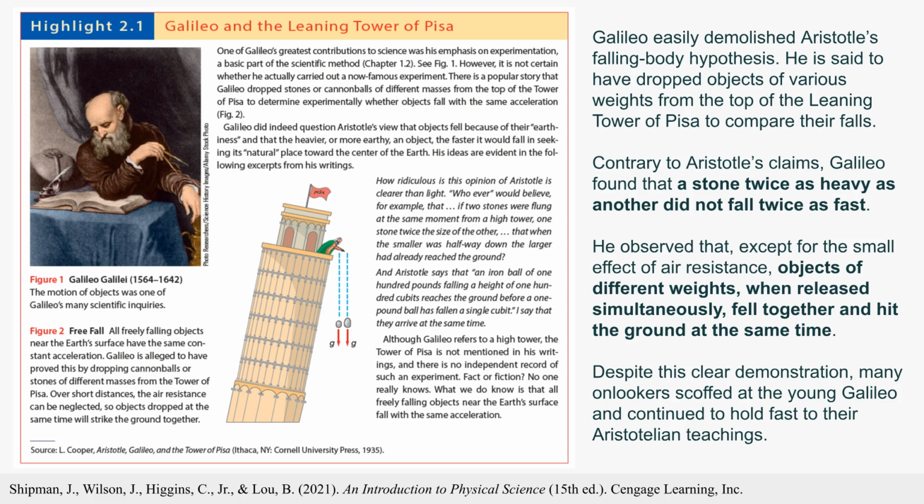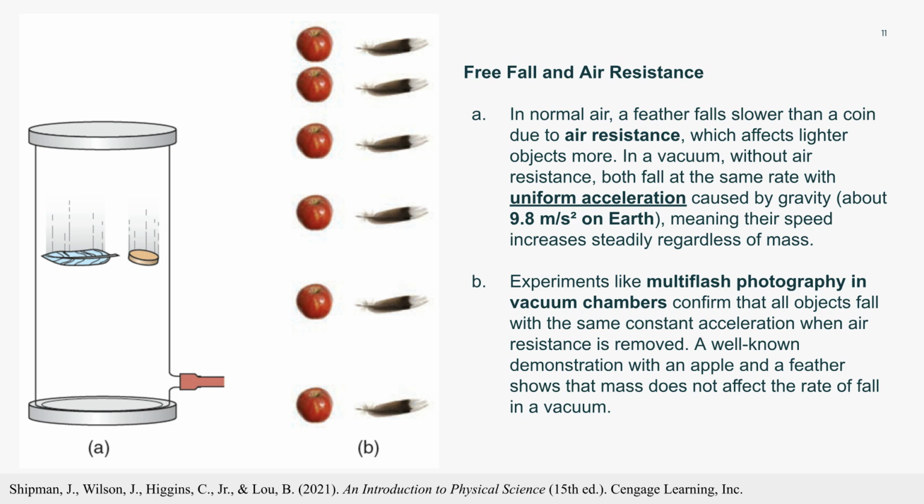For instance, a sheet of paper falls slowly because of the air, not its weight. This was a revolutionary shift in thinking. Let us examine how Galileo corrected the ancient view of falling objects. In normal air, a feather falls much slower than a coin.